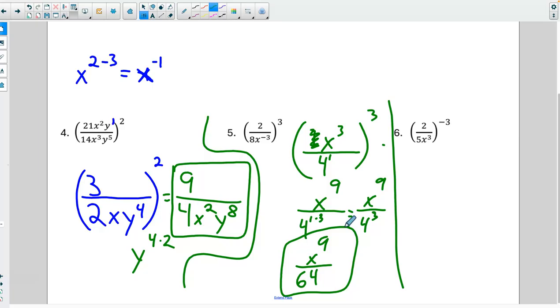We're going to skip 6. Cross it off if you want, or leave it, doesn't matter.